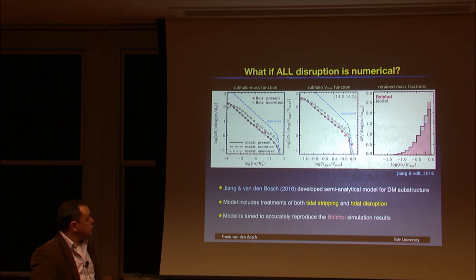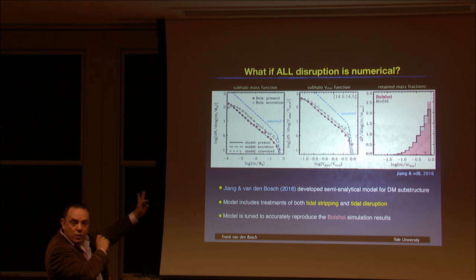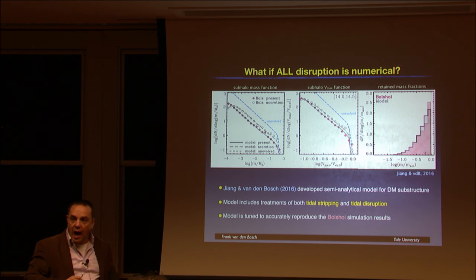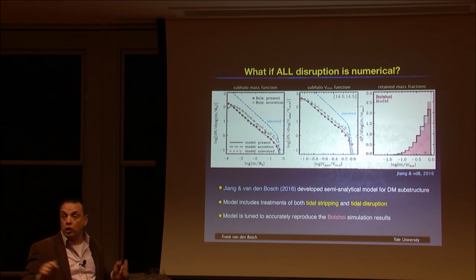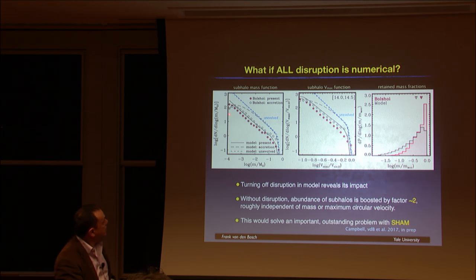So the upshot is we can reproduce every aspect of the model, also the Vmax function, the mass over mass accretion distribution. This model was tuned to reproduce Bolshoi. But now the cool thing is I can just turn off disruption and see what happens. This is the actual mass function in Bolshoi. This is now the prediction without disruption.